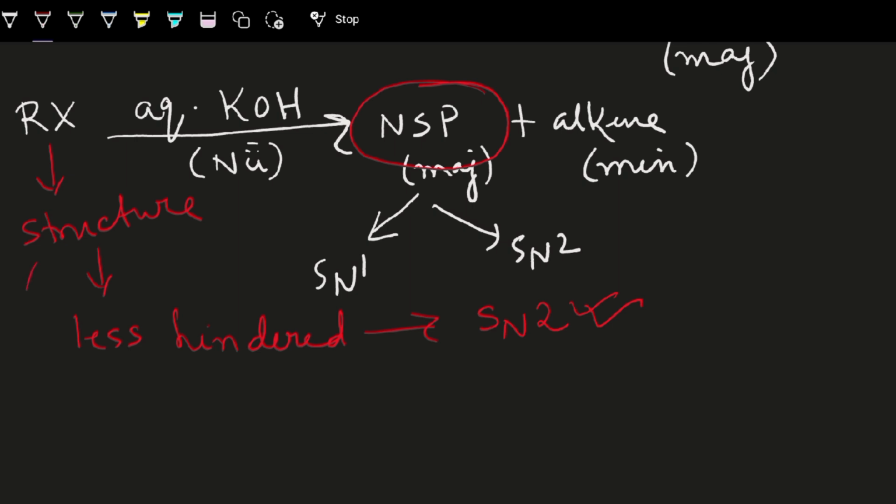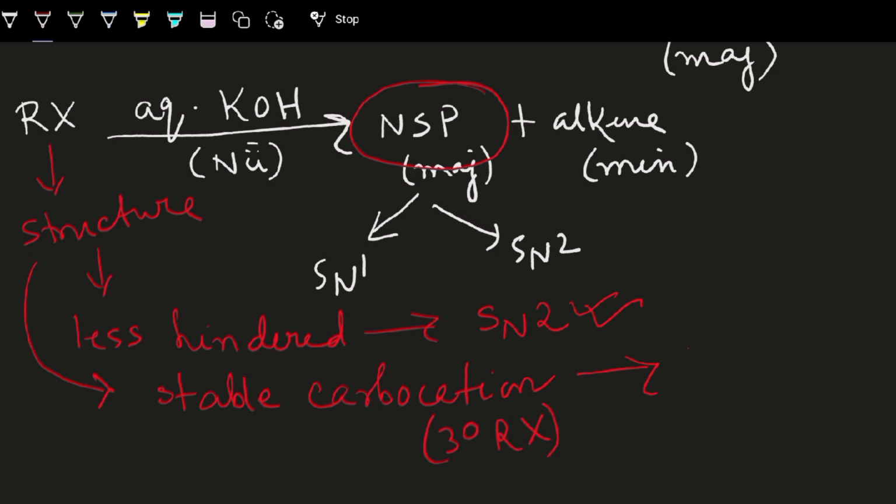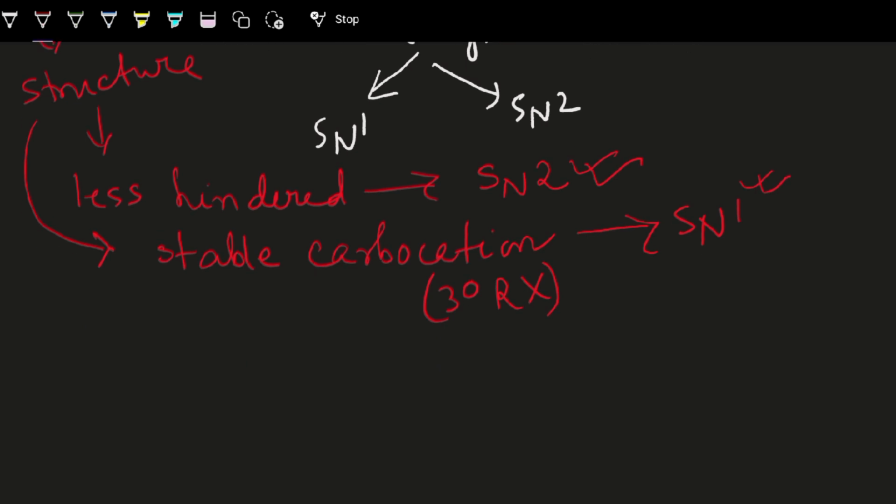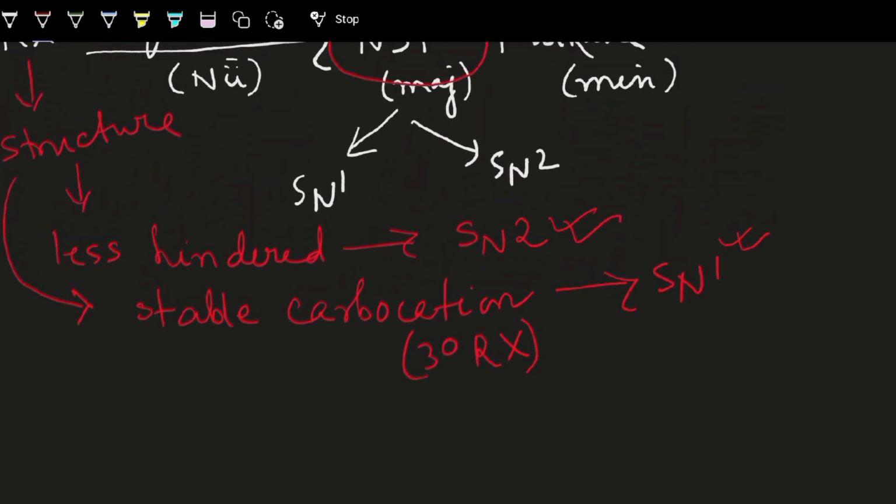And a substrate that can produce a stable carbocation, say a 3 degree RX, will have SN1 as the more probable mechanism. Now for SN2, the reaction rate will be CH3X greater than 1 degree RX greater than 2 degree RX greater than 3 degree RX, just because of steric reasons.